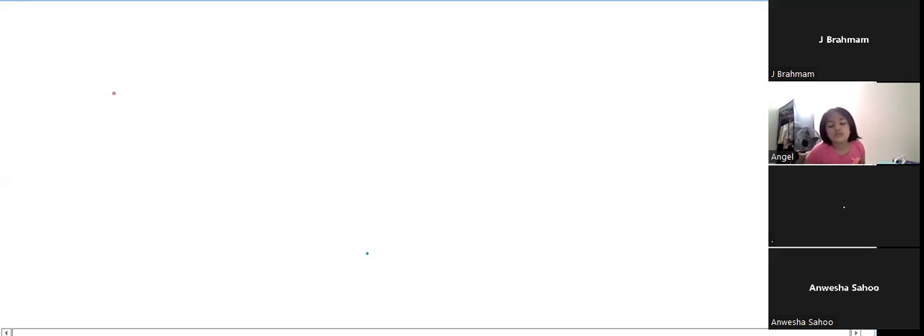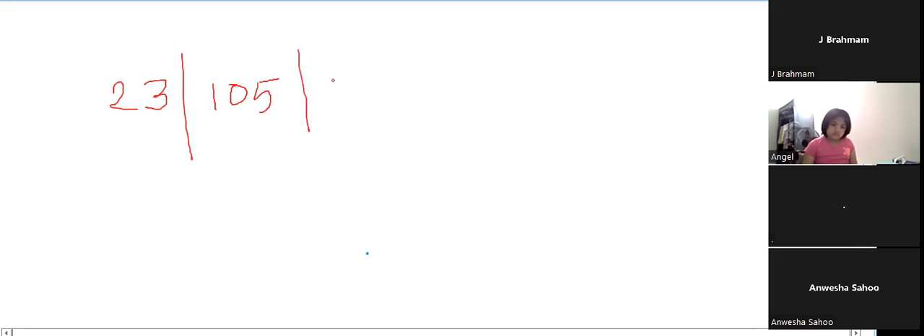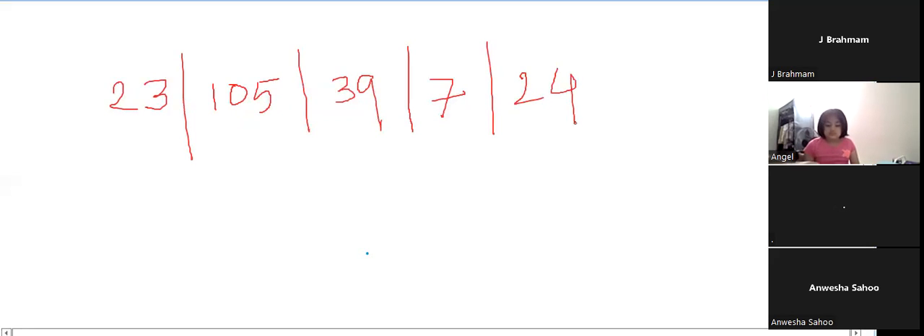Suppose I give some numbers like 23 balance with 105 balance with 39 balance with 7 balance with 24. Tell me, how do we balance these numbers, from left to right or right to left?